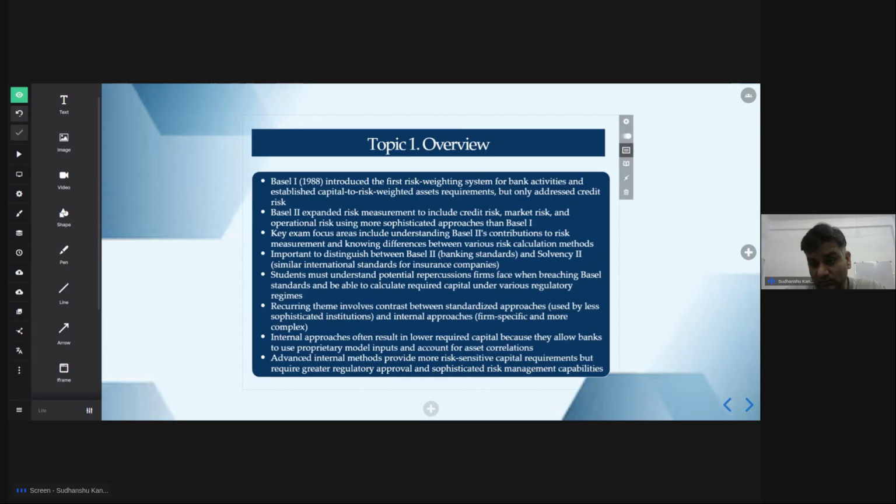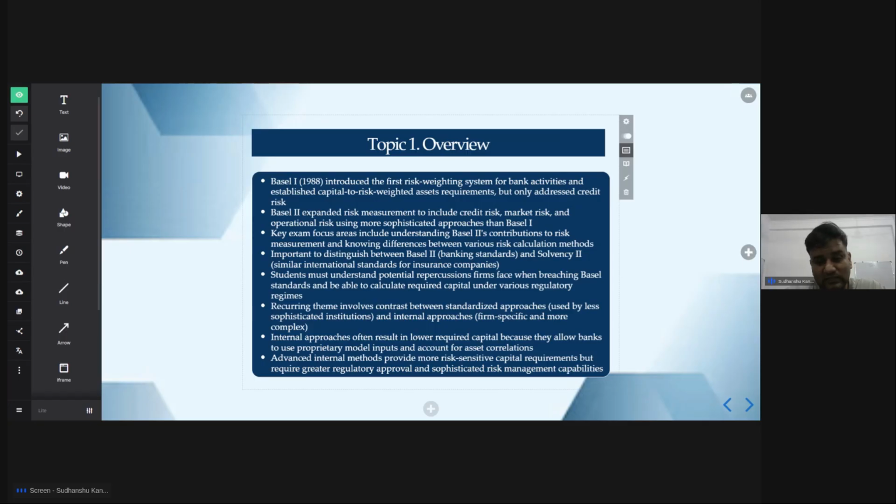Then came Basel II. Basel II was an expansion. Basel II broadened risk coverage to include credit risk, market risk, and operational risk, and it introduced more sophisticated methods, especially internal models. This evolution to include market risk and operational risk and more sophisticated methods recognized that banking risk is multidimensional in nature and not just loan default risk.